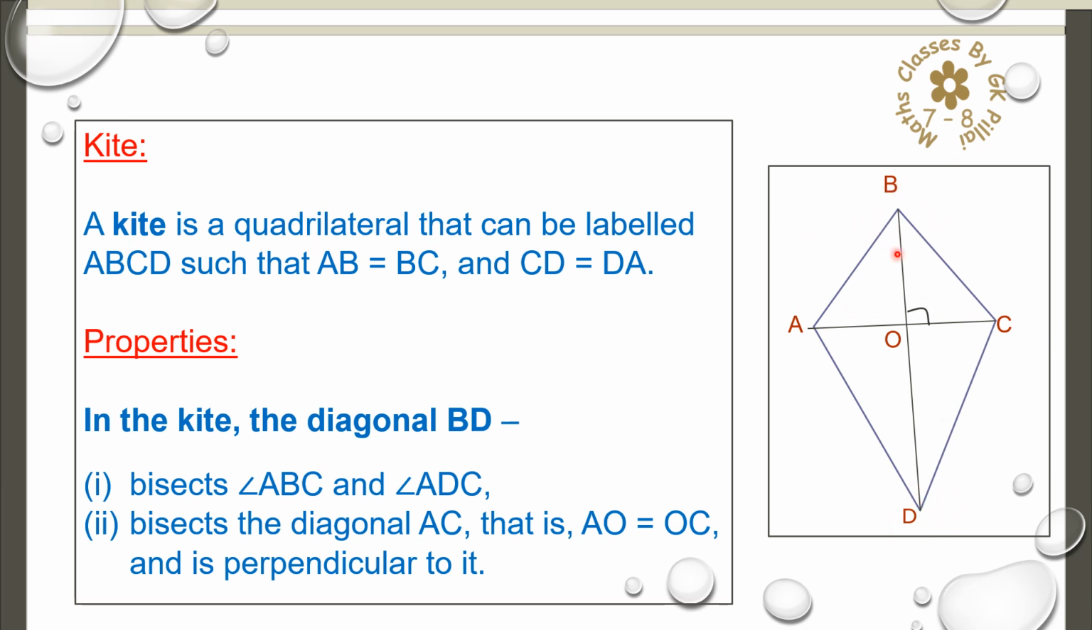That means this angle is equal to this angle. This angle is equal to this angle. It bisects the diagonal AC. This is the diagonal AC. It is bisected by BD. So this portion is equal to this portion. But this portion is not equal to this one. That is why they are specially saying the diagonal BD bisects AC only.